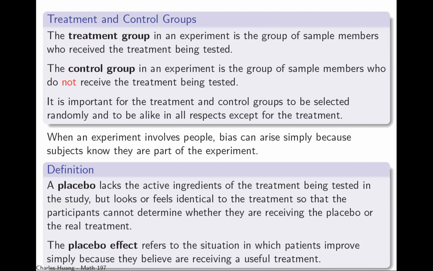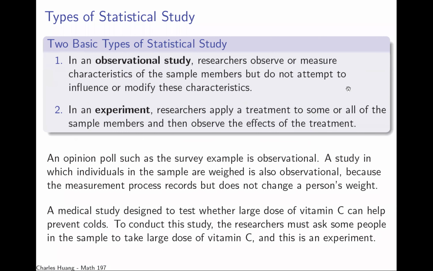So what we'll have to do when we apply treatment to both the treatment group and the control group, we have to make sure, even though the control group doesn't get the treatment, they have to get something similar to the treatment. So if we're testing to see how vitamin C can prevent cold, then the two groups of people must receive some sort of pills. The treatment group will receive vitamin C, and the control group will receive a placebo, sugar pills.